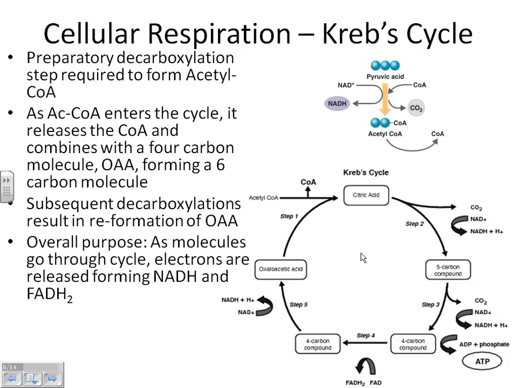We have pyruvic acid, right? And we have these little blue circles now representing carbon. Remember that pyruvic acid was 3 carbons long, right? We just split the 6-carbon glucose in half. We turn pyruvic acid into acetyl-CoA. Acetyl-CoA has 2 carbons, right? So what did we do to it? We took it from 3 to 2. We just made it even smaller. That's the whole reason we do that step. We're still just trying to make it smaller so we can go to the next step. Okay? Now, something important to point out to you is this right here.